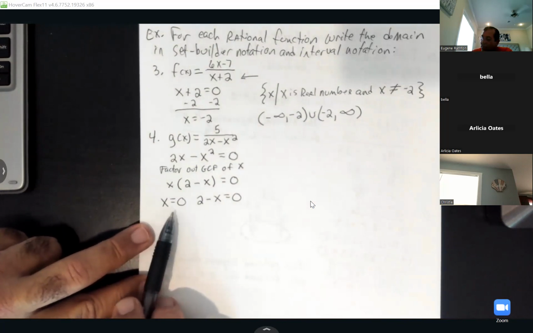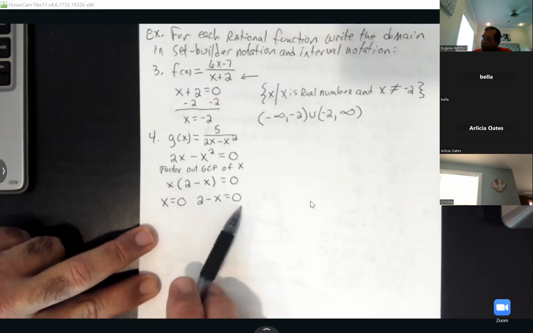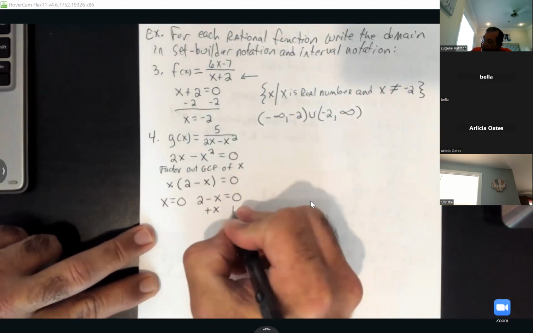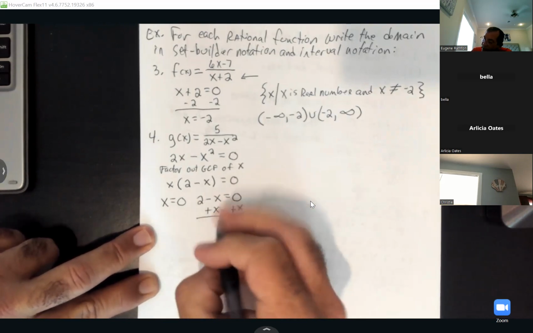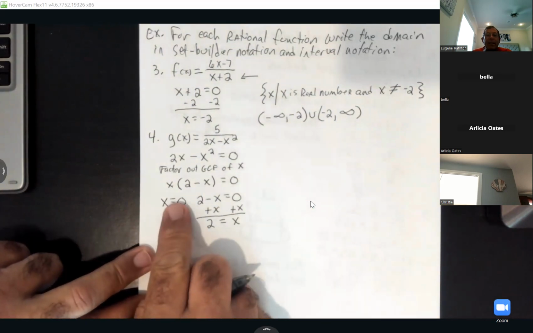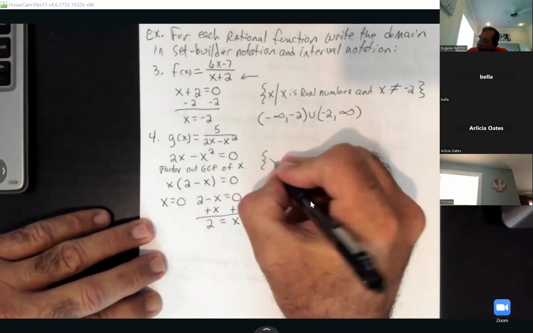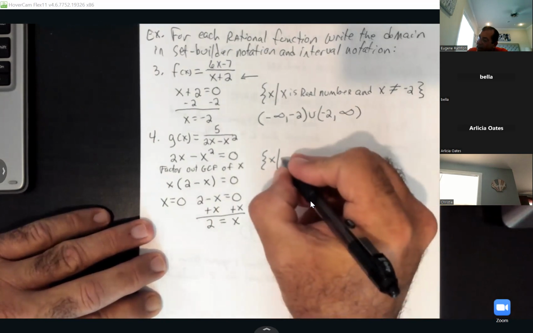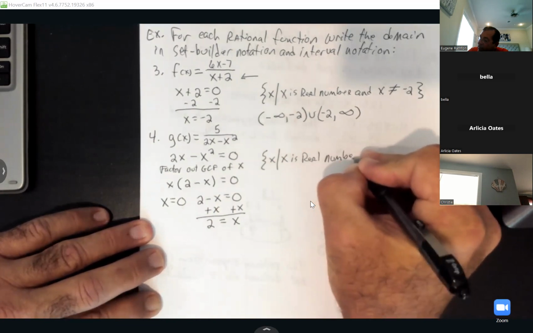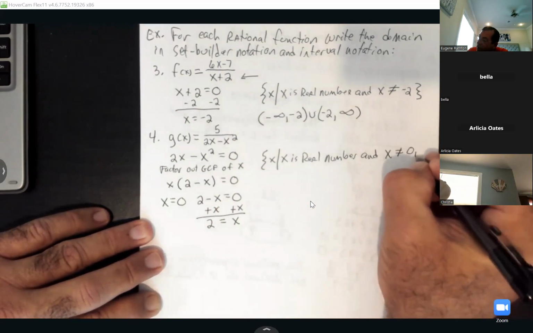So the first one's already solved. I can't do nothing to that. So one number I'm going to exclude will be 0. On the second one, y'all, to solve this, all I got to do is add an x to both sides. And this one gives me 2, because that cancels, equals my x. So x is 0 and x is 2. So those are the two numbers I got to kick out. So for the set builder, it would be x such that x is a real number and x cannot equal 0, 2.